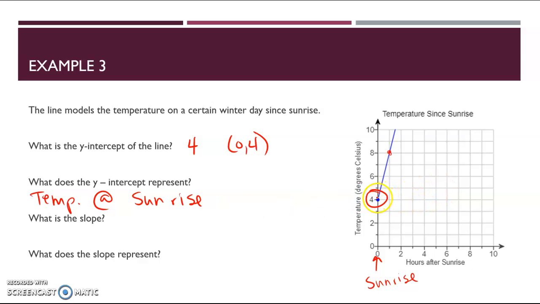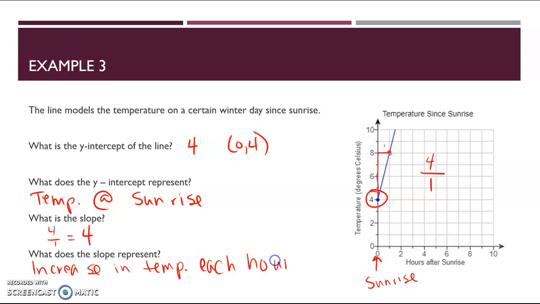So I'm going to do rise over run. So 1, 2, 3, 4. So we have 4 over 1. So our slope being 4 over 1 is 4. Now what does that slope represent? Well, it represents the increase in temperature each hour. That's what the slope represents. So in this case, that's an increase of 4 degrees Celsius each hour. And so that's what it is.